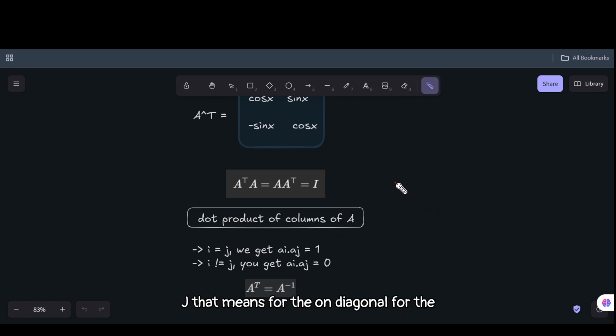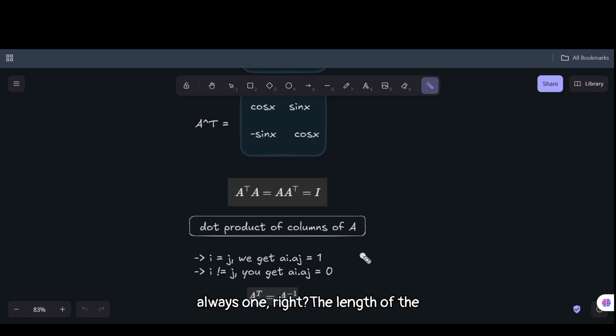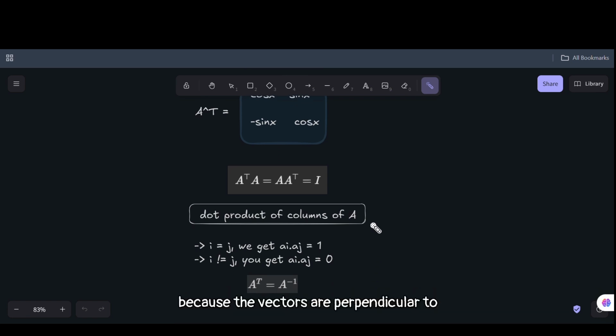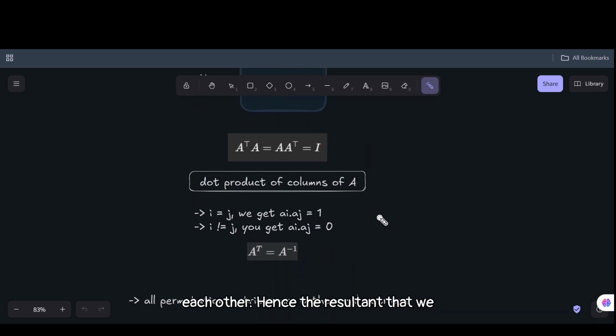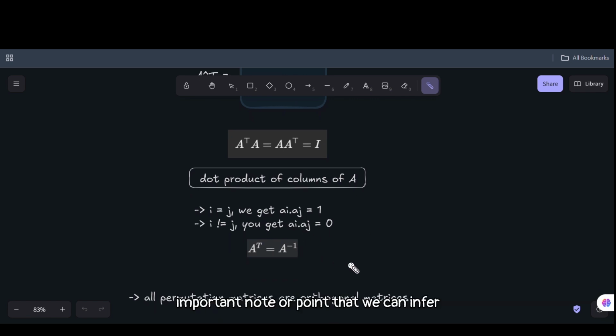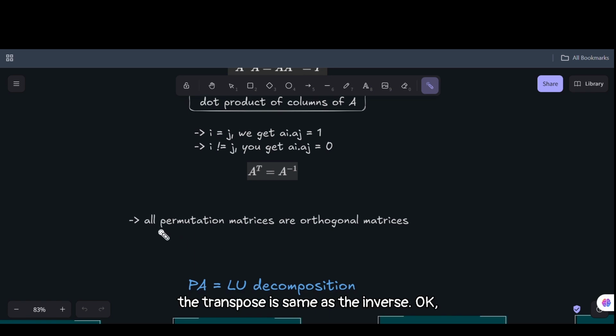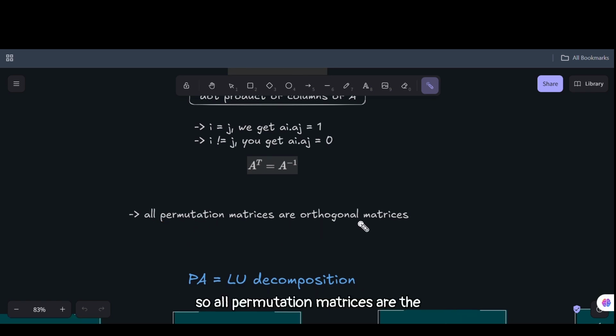When i is equal to j, that means for the diagonal entries, the dot product leads to 1 because the length of the column vectors is always 1. For the off-diagonal entries, the product is 0 because the vectors are perpendicular to each other. Hence the resultant that we get is the identity matrix. One important point we can infer here is that the transpose is equal to the inverse of the matrix. That means the transpose is the same as the inverse. Okay, so all permutation matrices are orthogonal matrices.